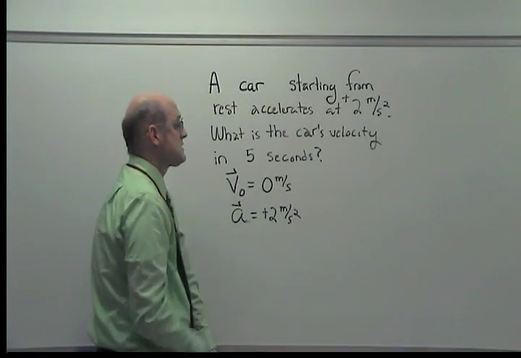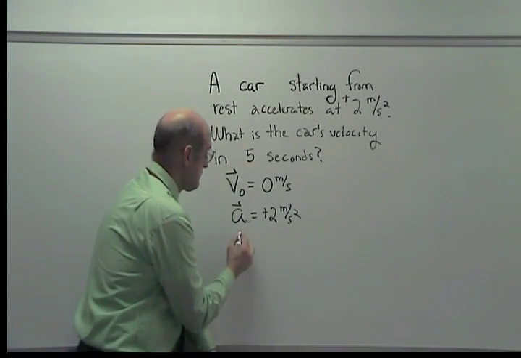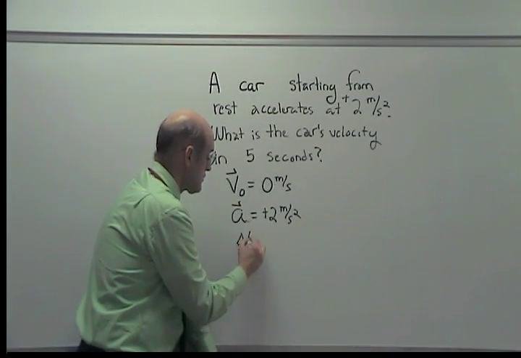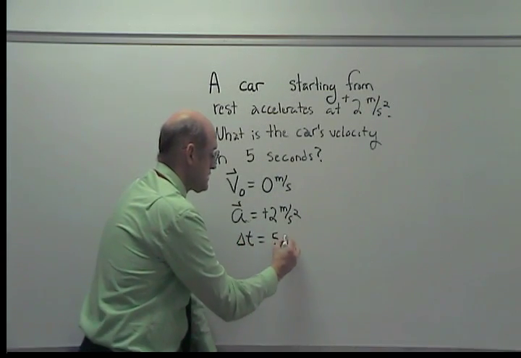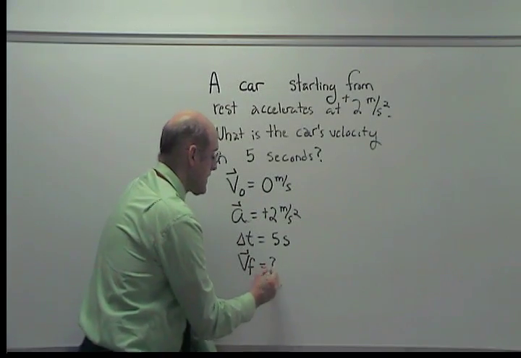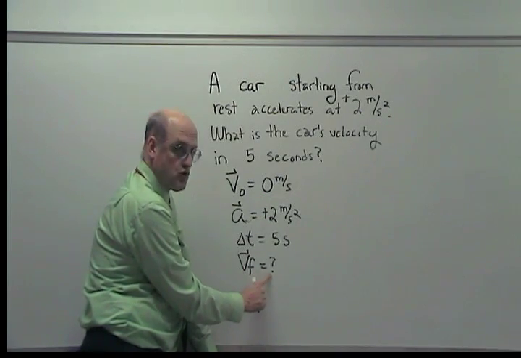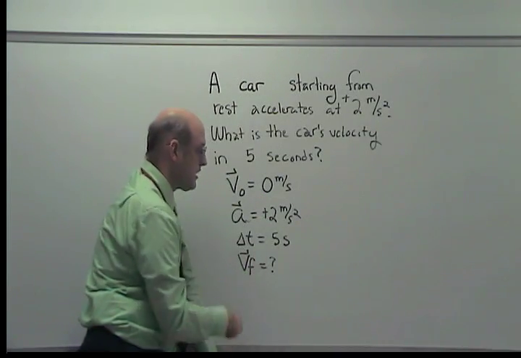And then the next sentence gives you the unknown and the time, which is another piece of given information. So delta t is 5 seconds, and then the unknown is the final velocity. So I wrote VF, which stands for final velocity, is equal to question mark. That's a good way of showing the unknown.